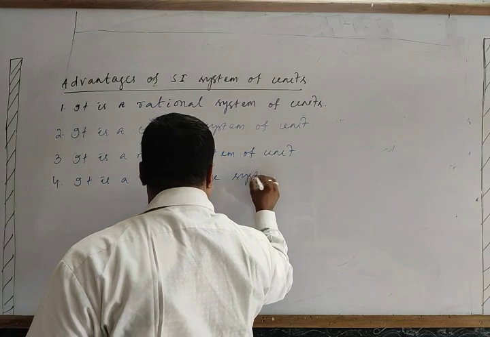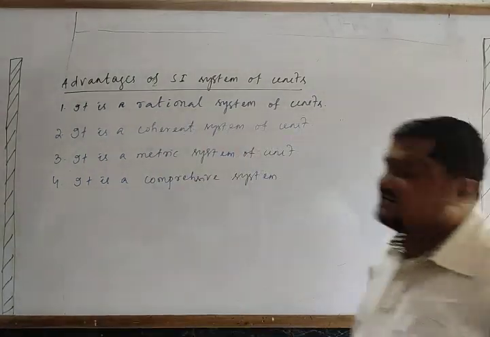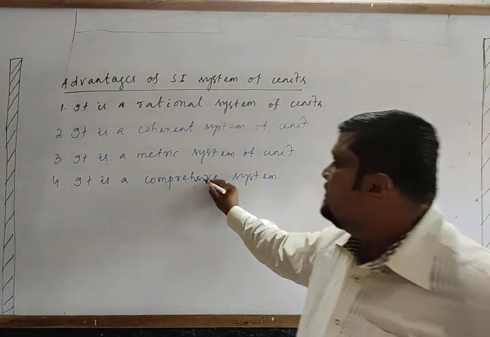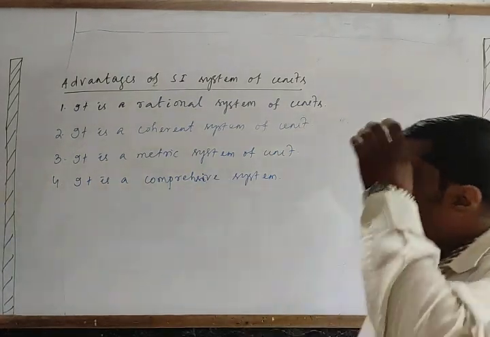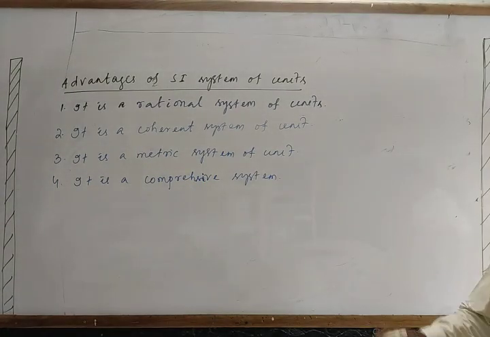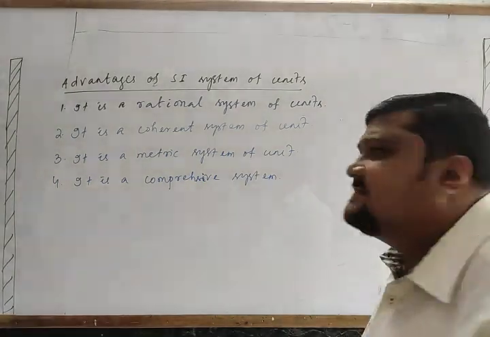Comprehensive system. What is this comprehensive? It is a comprehensive system. Means what? What does this mean? Comprehensive. Comprehensive means it covers all branches of science and engineering.